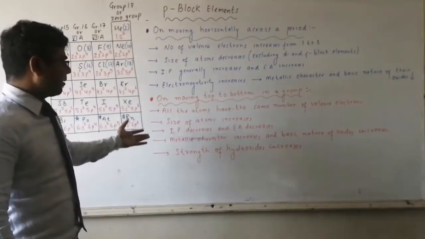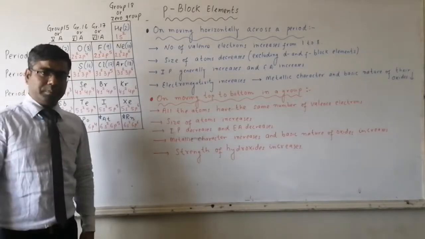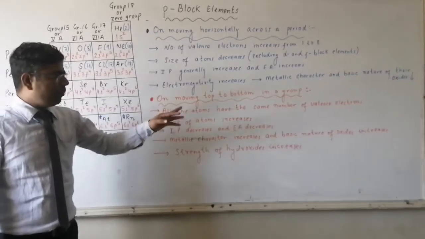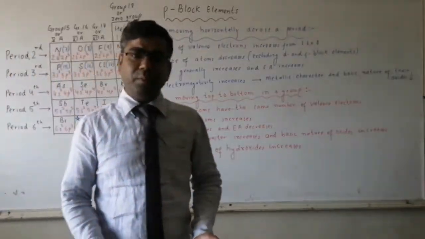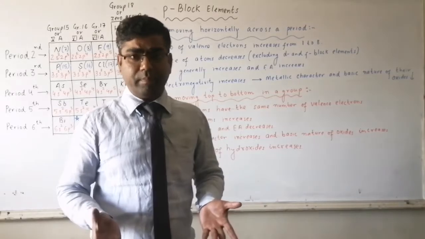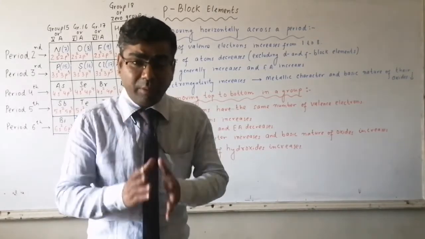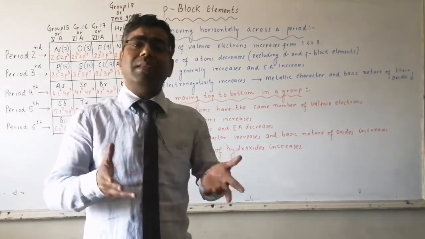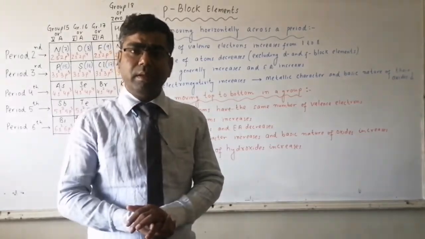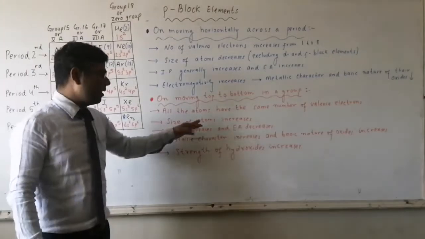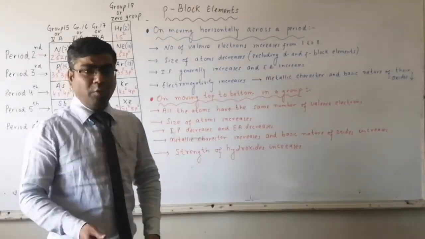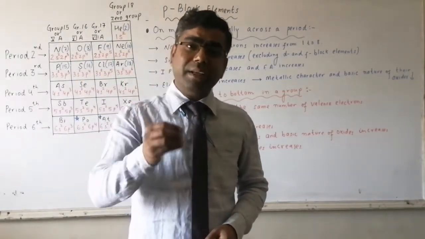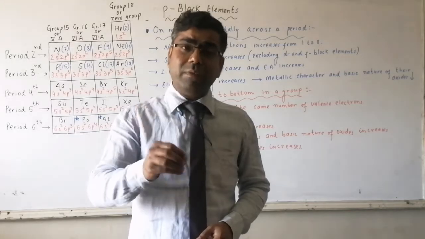Then the trends when we move from top to bottom in a group will be just opposite. All the atoms have the same number of valence electrons. Very true. As the group number is the same, and the group number gives information about the number of valence electrons, the number of valence electrons will remain the same. Then we have size of atom increases. No doubt, as we move from top to bottom, there is progressive addition of energy level, or progressive addition of shell.